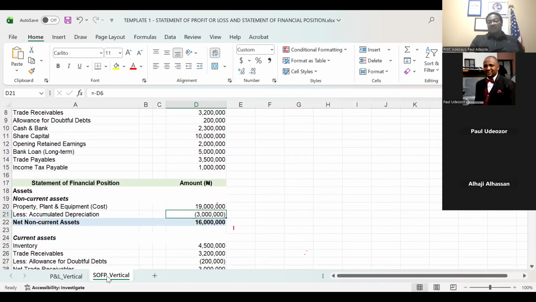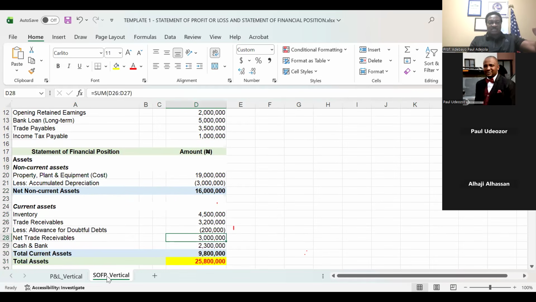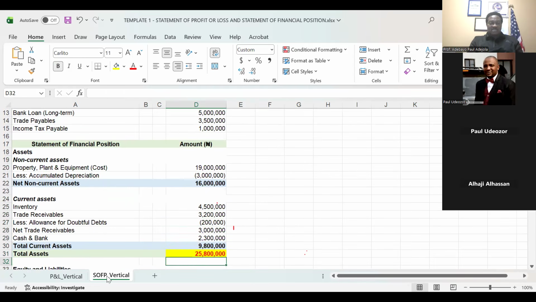Ladies and gentlemen, if there is anything I say we should remember, it is the format. Can you see? The statement of financial position here starts with what? Non-current assets. Less accumulated depreciation. We have net non-current assets. See current assets. We have trade receivables, less doubtful debts. Net trade receivables. Then cash and bank. See our total assets. The accounting equation says what? Assets must be equal to capital plus liabilities.